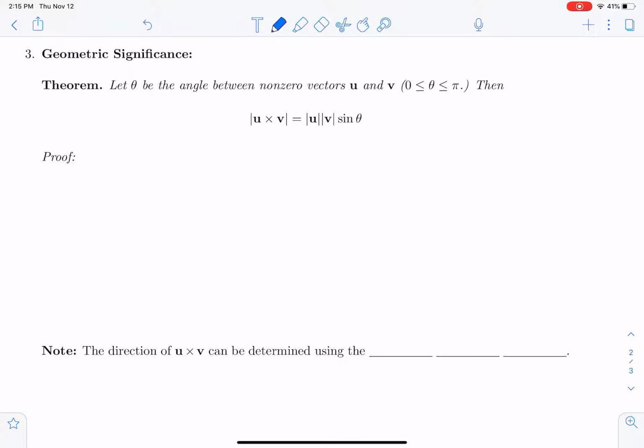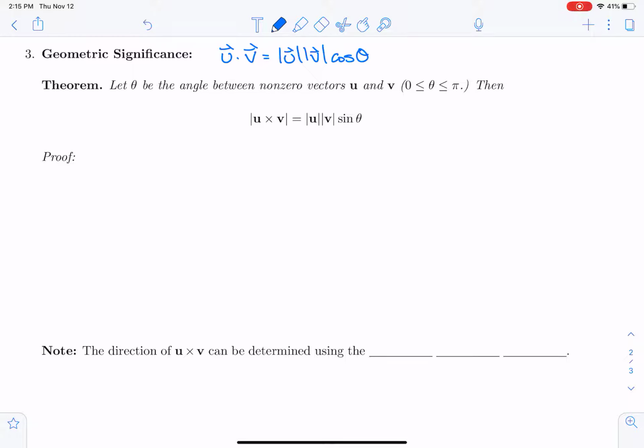In a previous video, we saw that when we took the dot product of two vectors u and v, that was equal to the magnitude of u times the magnitude of v times the cosine of the angle between u and v.